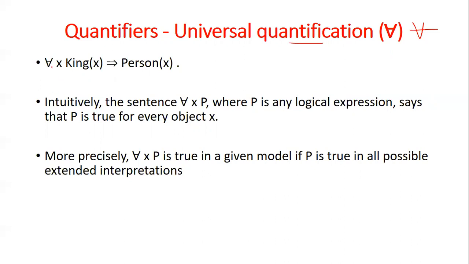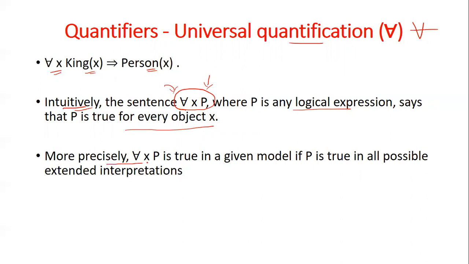So there is a statement here. How we read this is something like this: for all X, if X is a king, then it implies that X is a person. For all X, if X is a king, it implies that X is a person. So intuitively, the sentence "for all X P" means that P is true for all X. So P is a logical expression that is true for every object X, right? So this is the generic way of understanding "for all X P".